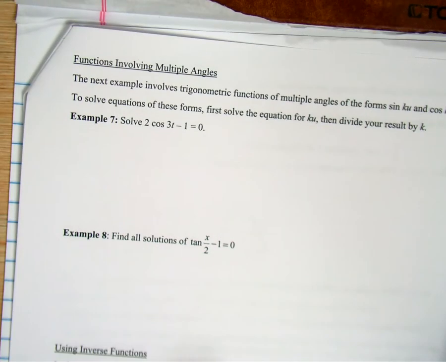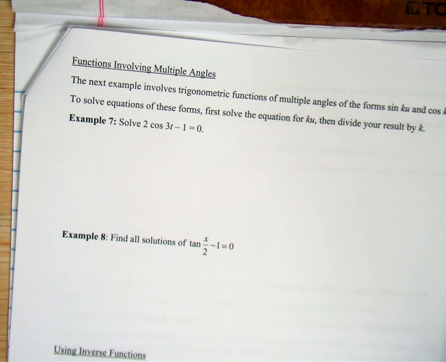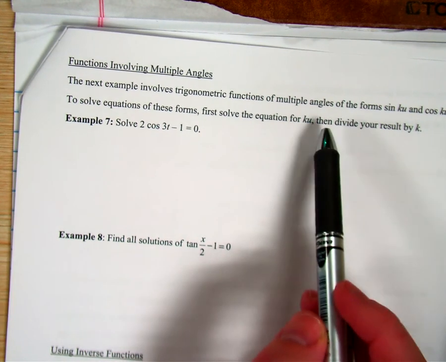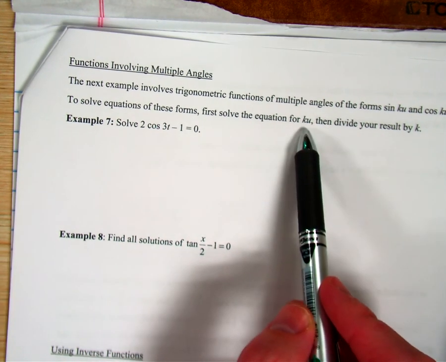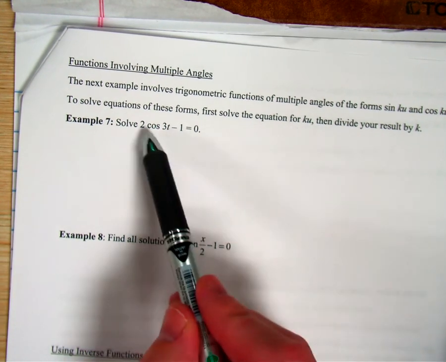All right, on to the back. Functions involving multiple angles. All right, so if you have a multiplier on your theta or your x, or I guess your t in this case, what do you do? Okay, we're going to pretend that it's a normal one first, and then we're going to divide by whatever our multiplier is.